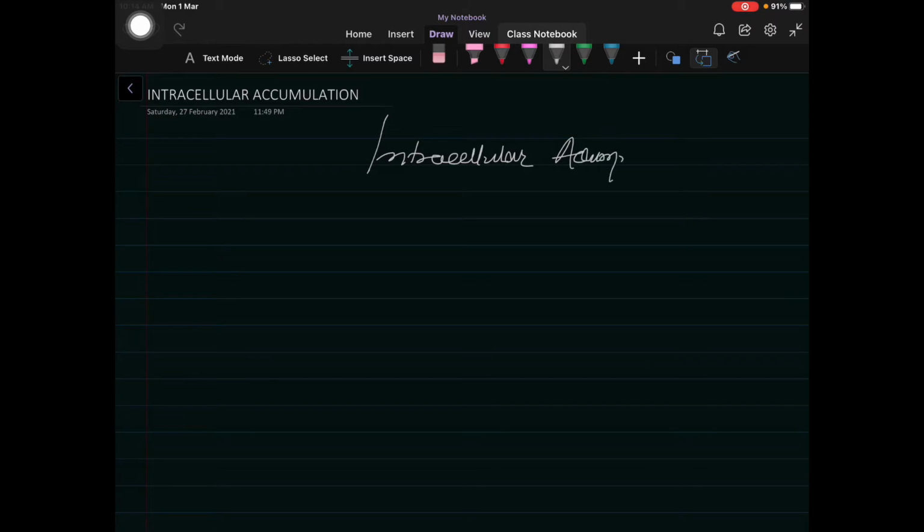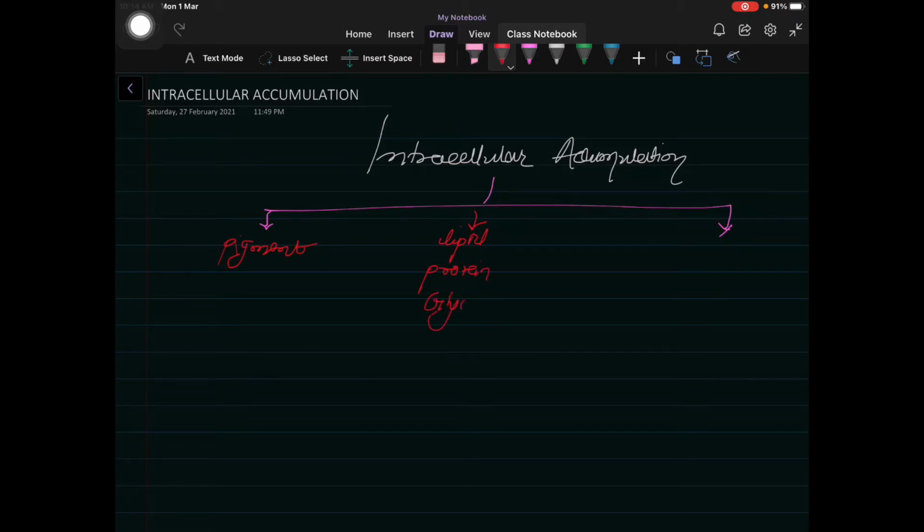Intracellular accumulation. Generally there can be three types of intracellular accumulation. First one is the pigment accumulation. Second one is the compounds like lipid, protein or glycogen, and third one is the calcium deposition, or in other words we can say calcification.